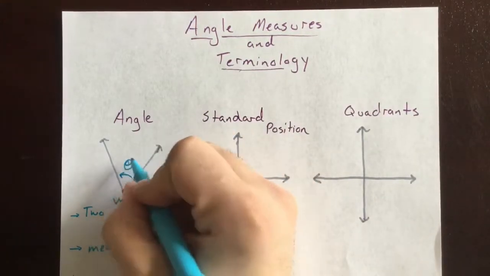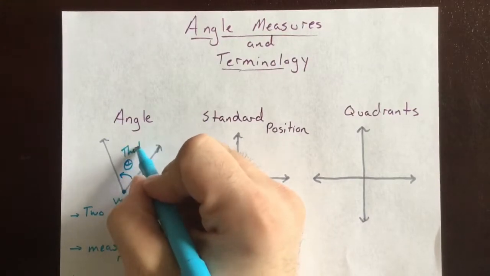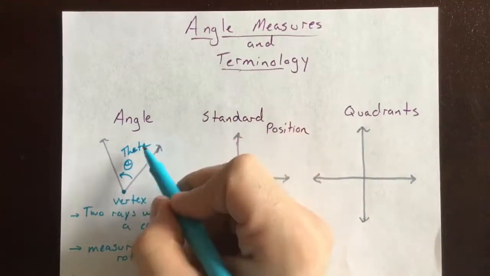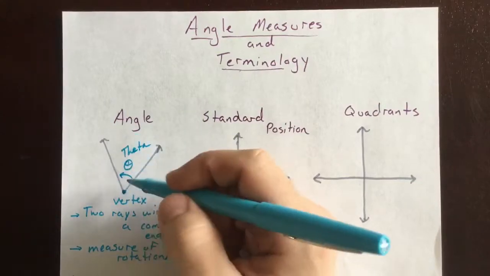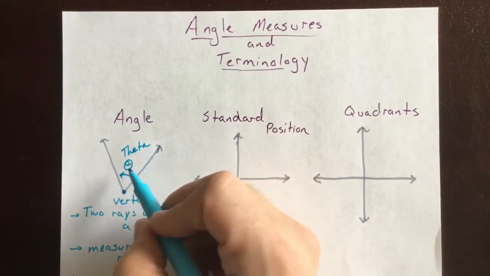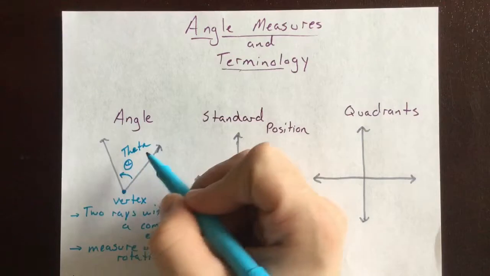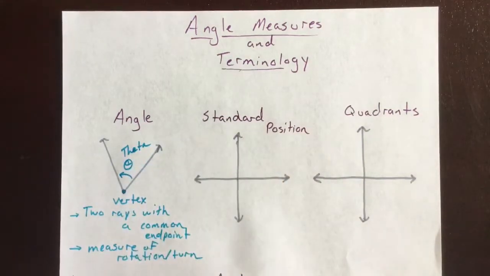And we use the Greek letter theta. The Greek letter theta to represent the angle's measure, whether in degrees or radians. And it's just like a circle with a little line through the center. This is the Greek letter theta.